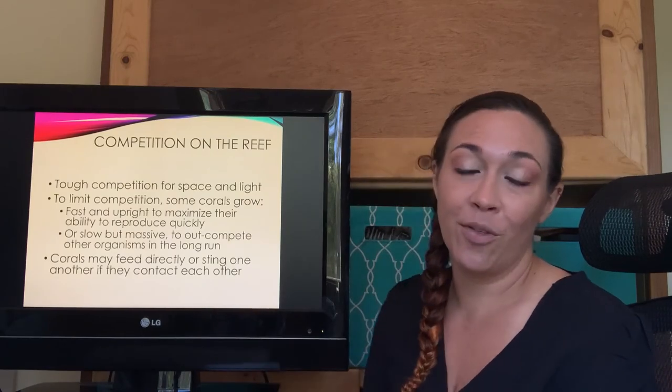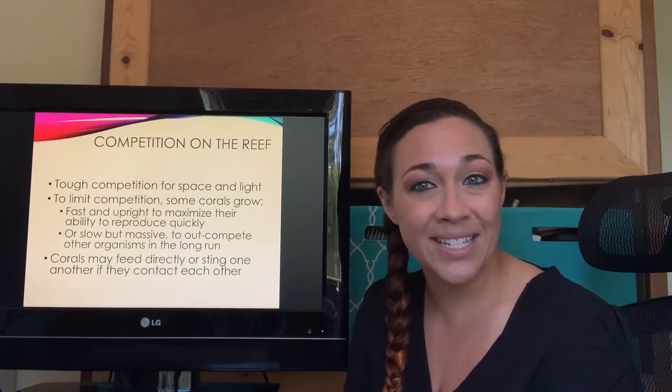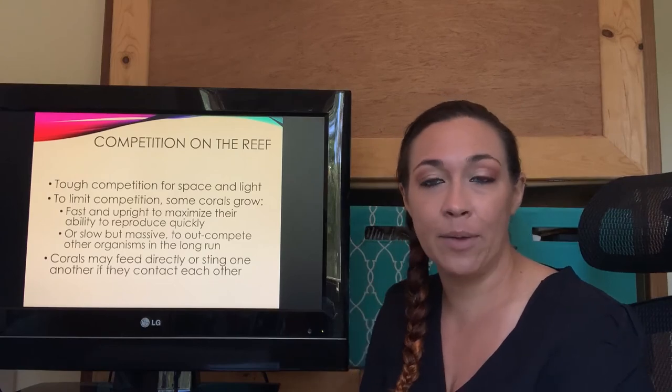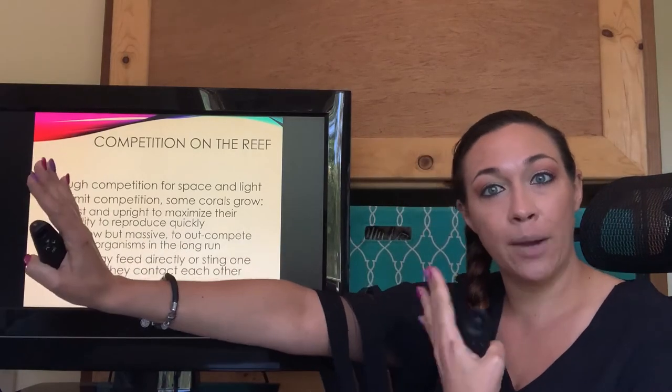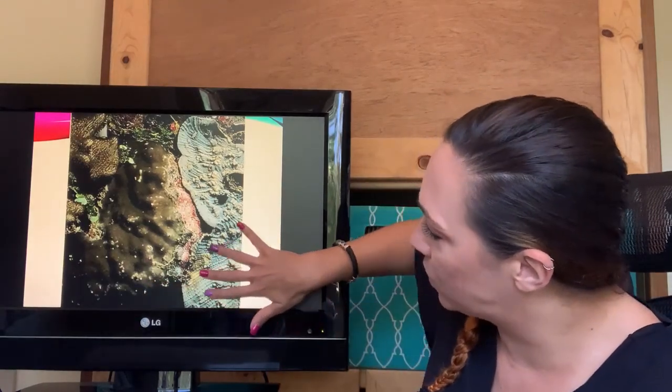And again, we already talked about how the corals can actually sting each other with these nematocysts, release these chemicals to keep each other away. Basically do anything that they can, like the anemones, to say, hey, that's your territory, this is mine, back off. And that's what we see right here. So these are two different species of corals that are trying to grow, and that's what you see, boom.